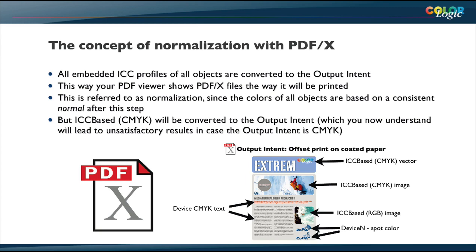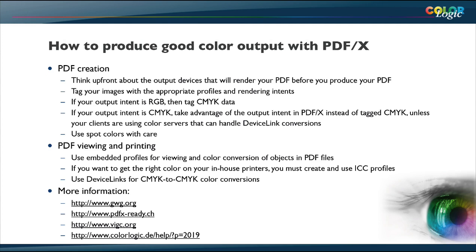I'm not ready with my presentation, but the short summary here is that if you are a producer of a PDF, you should think up front about the output device that will render your PDF. As Peter was saying, this is not always the case, that you do not know exactly where the PDF will end up at the end. But if you have in-house documents, you know exactly: I'm printing this on this machine, or on that machine. And then you can target your output intent according to that printer.